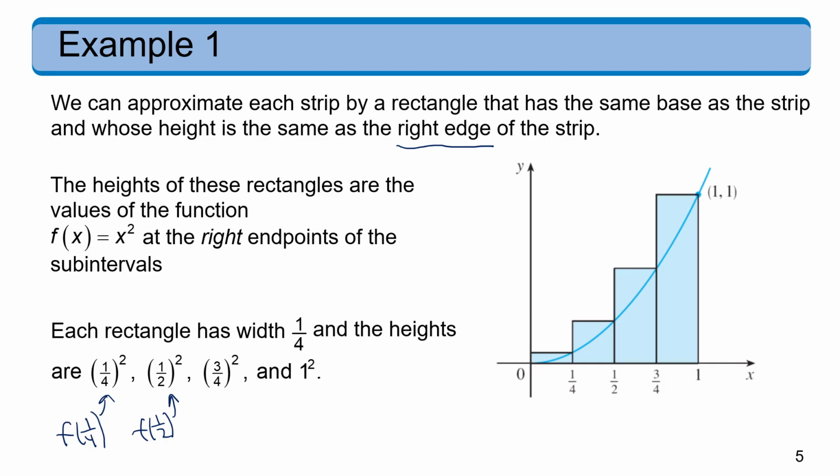For the third rectangle, the right endpoint is at 3/4, so the height is f evaluated at 3/4. And then for the fourth rectangle, the right endpoint is 1, so to get the height, you plug 1 into the function, f of 1, which would be 1 squared. So now we know the dimensions of all 4 rectangles. They all have width 1/4, and they all have different heights that we just calculated. The next step will be to calculate the areas and add them up.